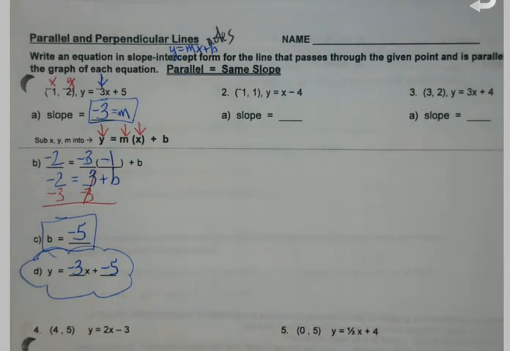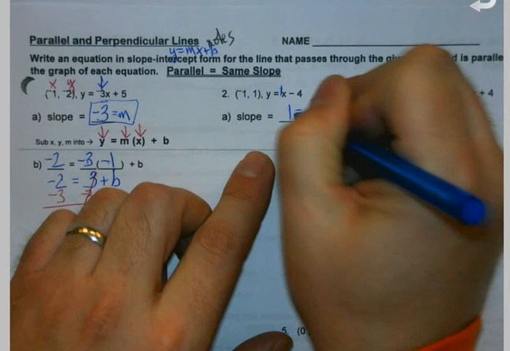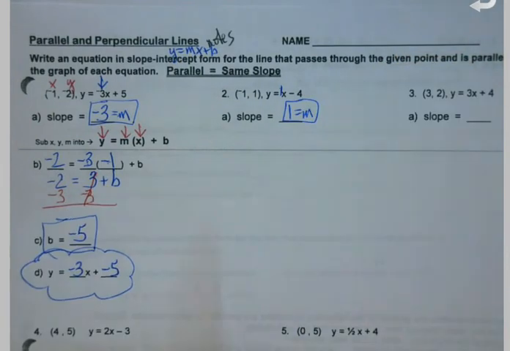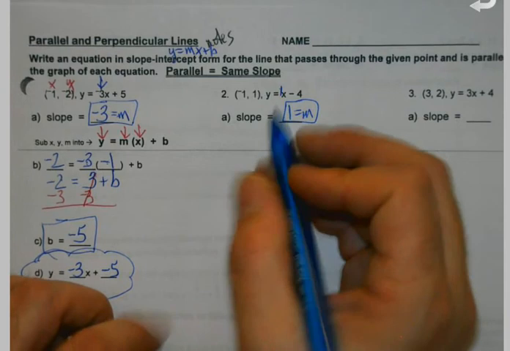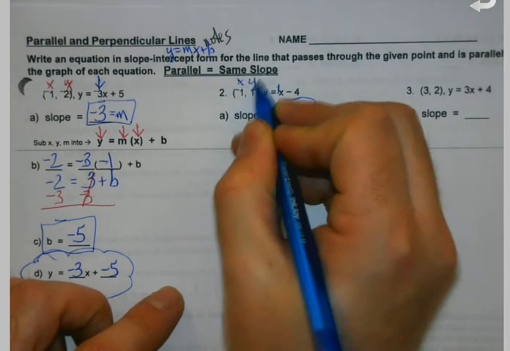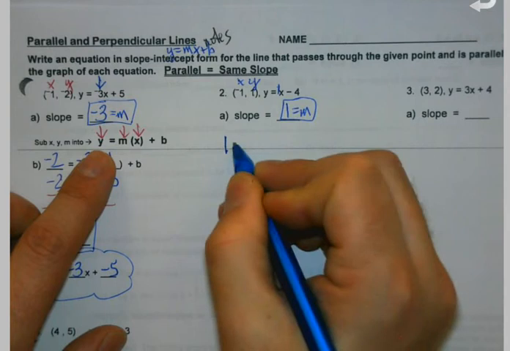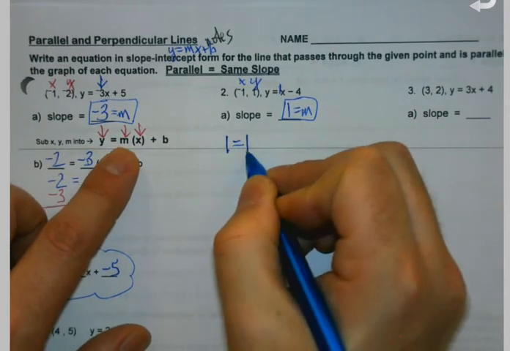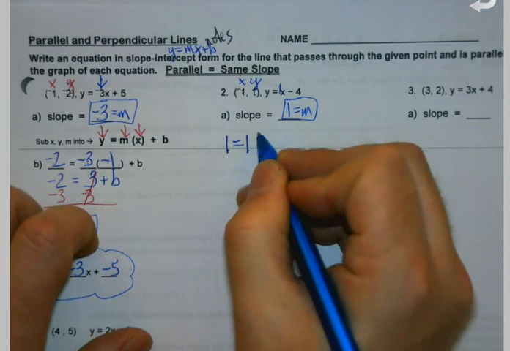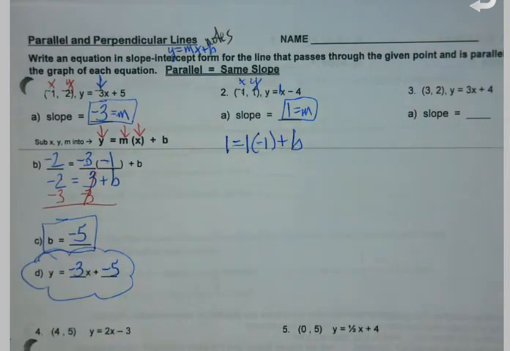Now, in number 2, this is a little different. What number's in front of x? Right, 1. Okay, so my slope is 1, or my m is 1. And then I'm going to go back to doing what I've been doing. So now, just like here, I'm going to do y equals, I just found out m is 1, times x plus b.